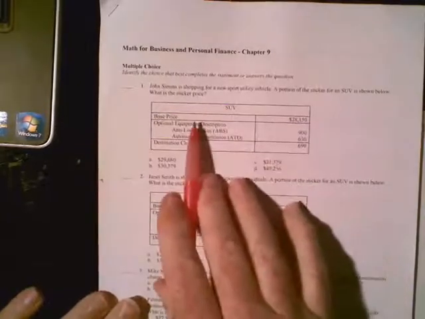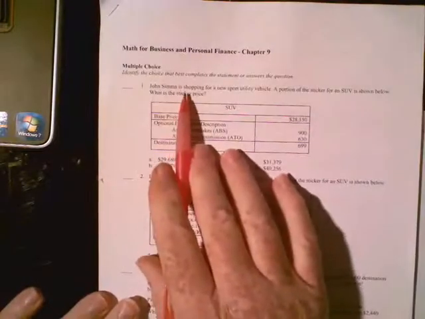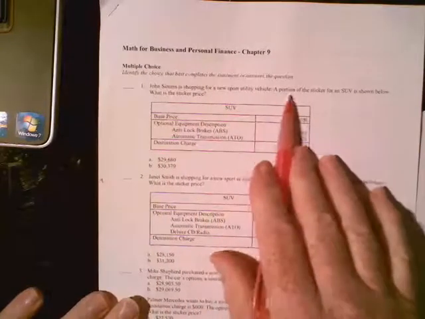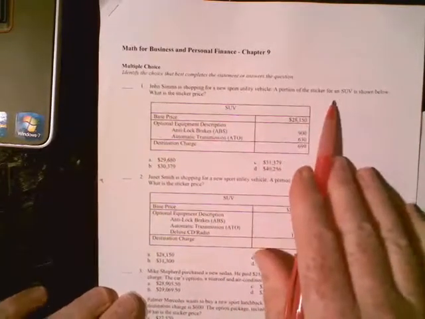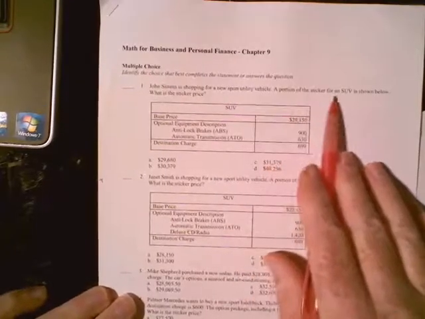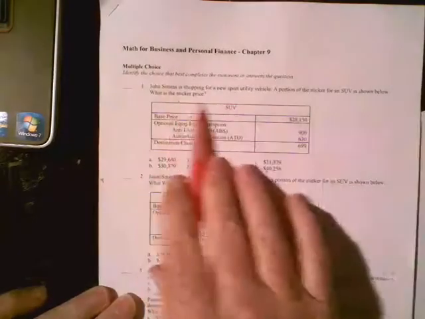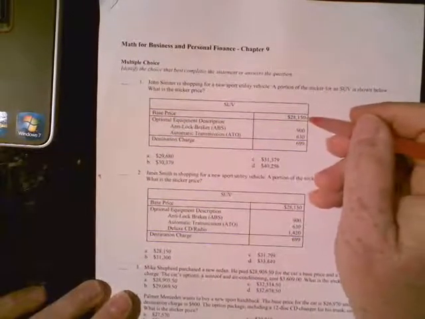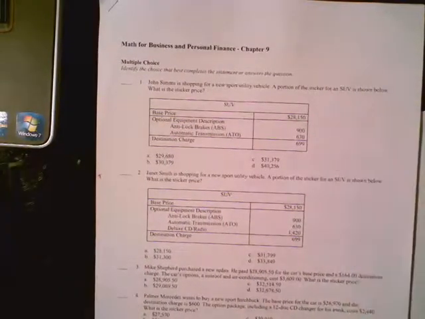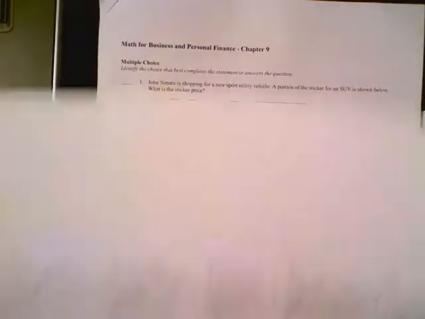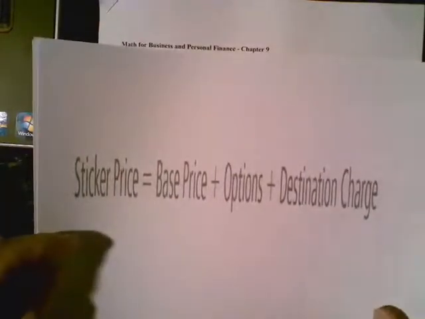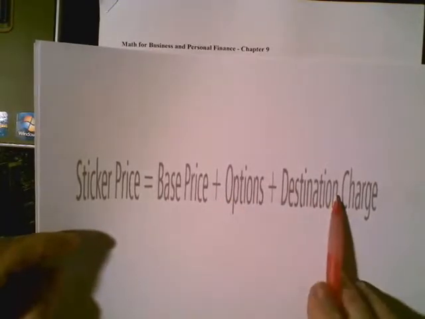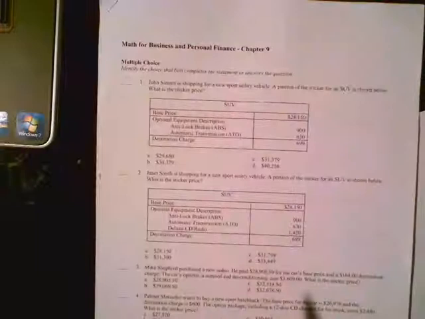So the first problem here says John Sims is shopping for a new sport utility vehicle. A portion of the sticker for an SUV is shown below. What is the sticker price? So on this, I have several of these formulas that you should have. Sticker price is the base price plus the options plus the destination charge. So we're going to use that.